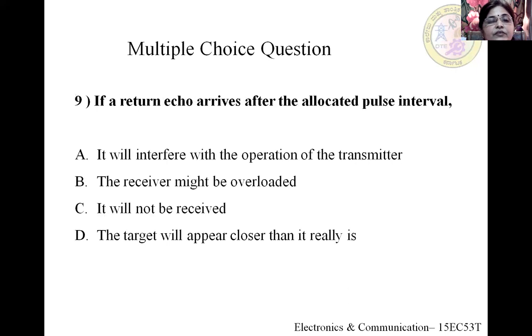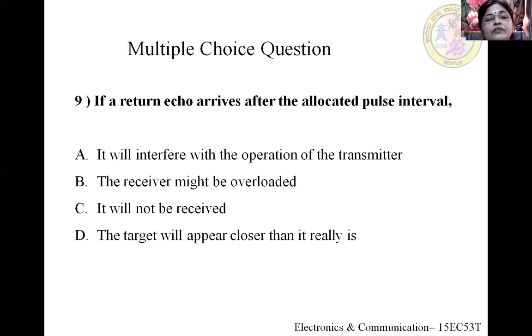Next we have question number 9. If a return echo arrives after the allocated pulse interval, what will happen? A, it will interfere with the operation of the transmitter. B, the receiver might be overloaded. C, it will not be received. D, the target will appear closer than it really is. So here what may be the right answer?